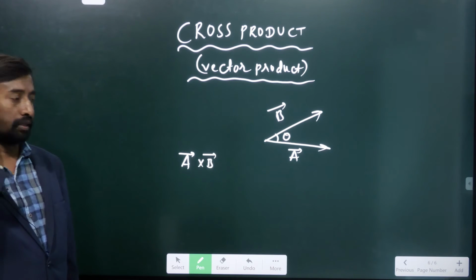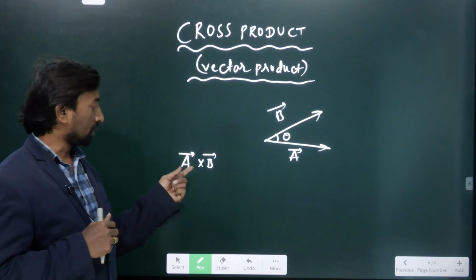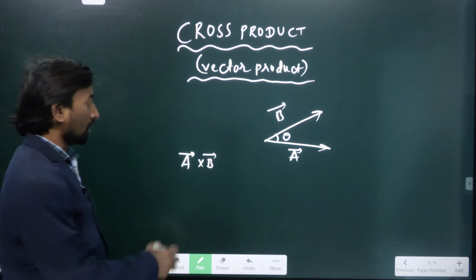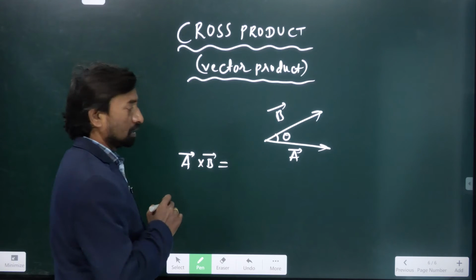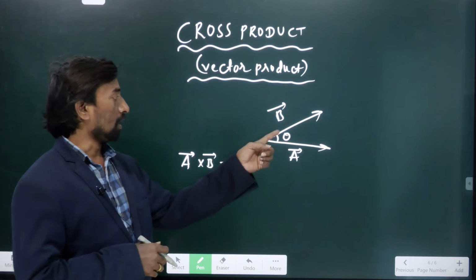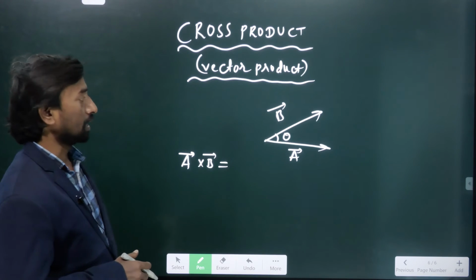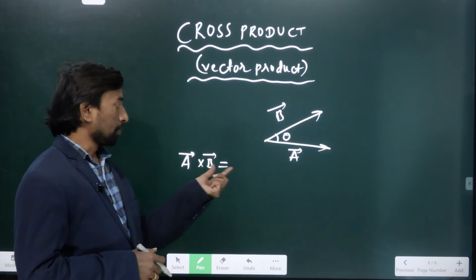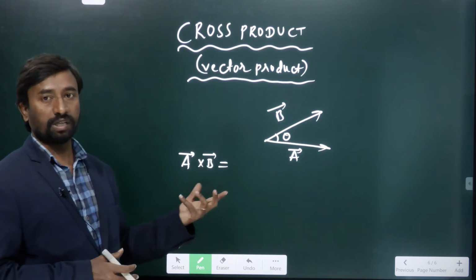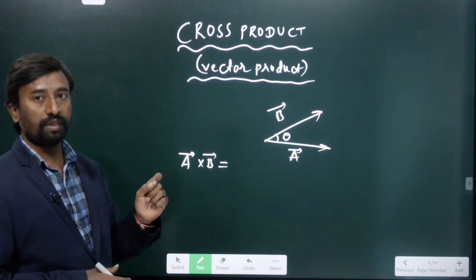In the dot product, between the multiplication of vectors, we put a dot, but here we are putting a cross. So it is said to be the cross product. The cross product of two vectors is defined as the product of the magnitudes of the vectors and the sine of the angle between them, and it is called the vector product. The value of the cross product of the two vectors will be a vector.